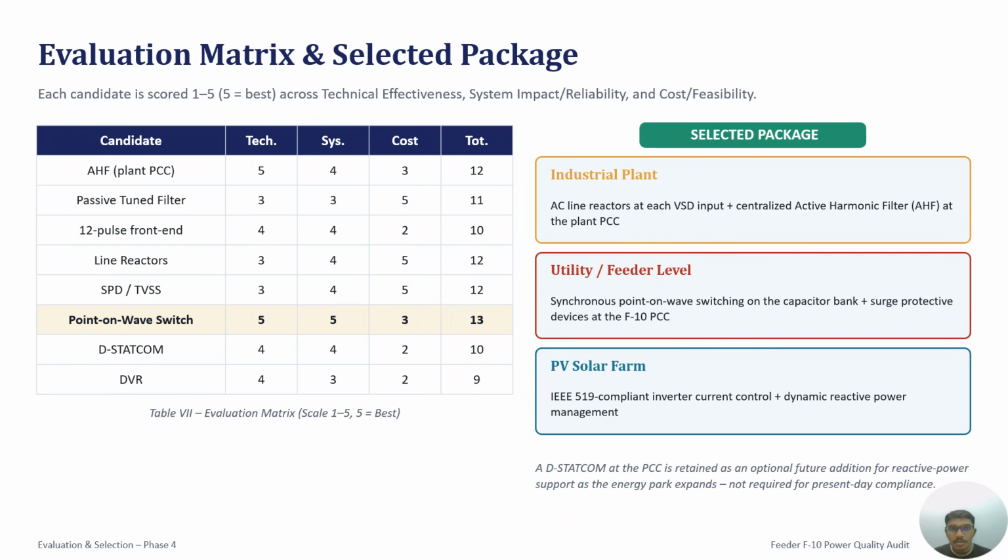Based on this result, our selected package has three parts. At the industrial plant, AC line reactors at each VSD input plus a centralized active harmonic filter at the plant PCC. At the utility and feeder level, synchronous point-on-wave switching on the capacitor bank plus surge protective devices at the F10 PCC. And at the PV solar IEEE 1519 compliant inverter, current control with dynamic reactive power management.